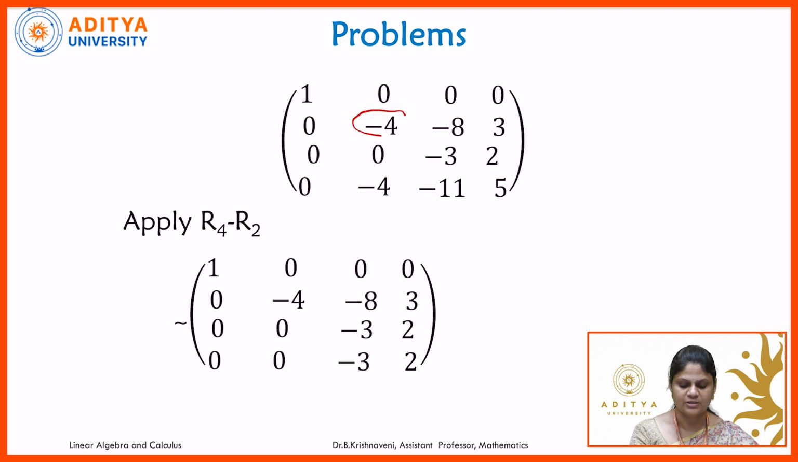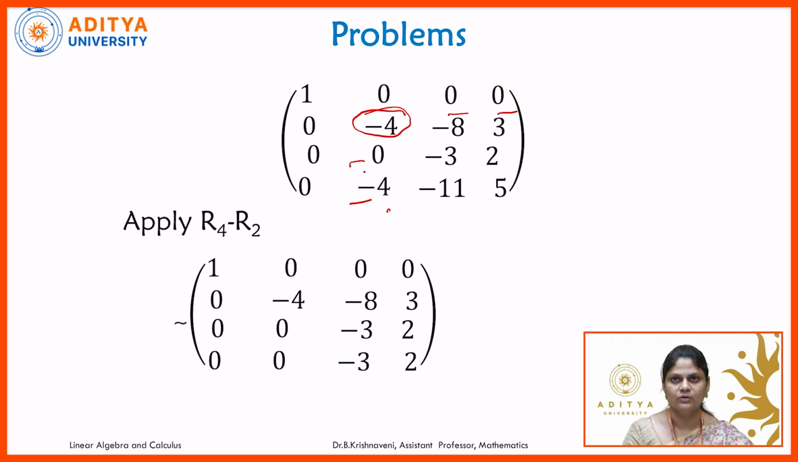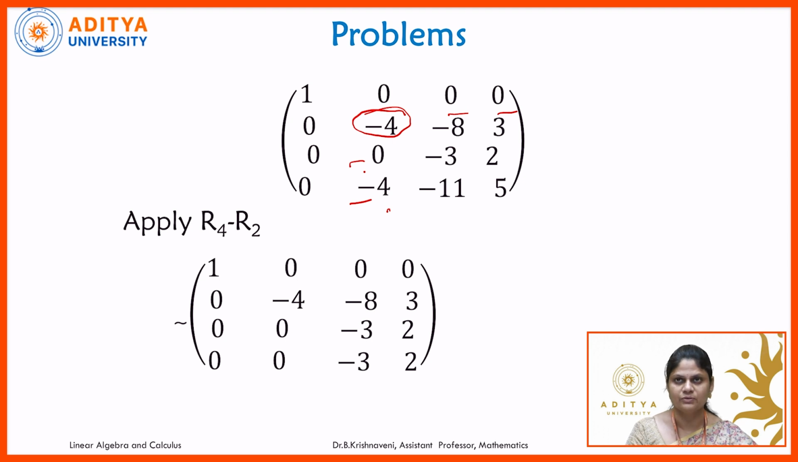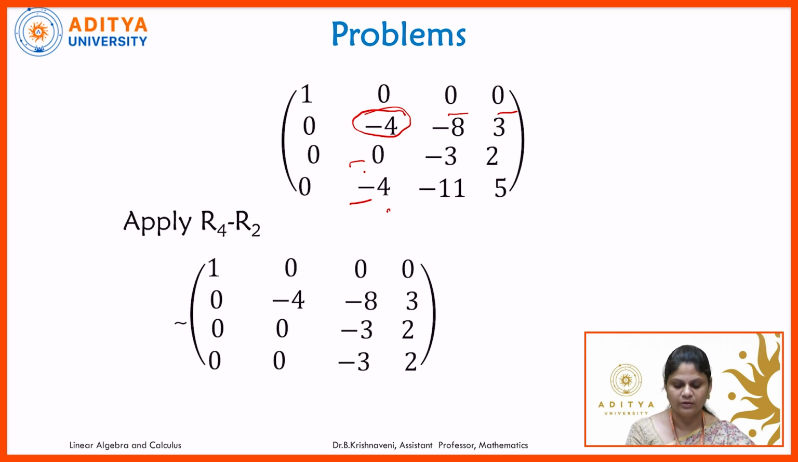Now we need to fix this element and make the below elements zeros and the adjacent elements zeros using row and column operations. So let us make the below elements zeros using row operation. For that, it is already 0, so there is nothing to do with R3. Now we have to apply on R4 so that this element, that is minus 4, should be equal to 0.